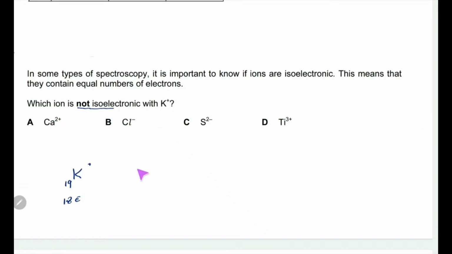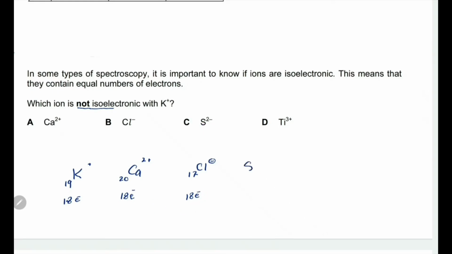Starting from calcium 2 positive, calcium has an atomic number of 20, but when it loses 2 electrons it has 18 electrons. So it is isoelectronic to potassium. Towards chloride ions, chloride ion has a negative charge and its atomic number is 17. By gaining 1 electron, it now has 18 electrons. So it is isoelectronic too.